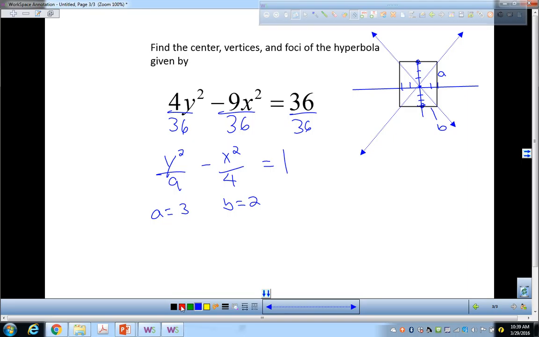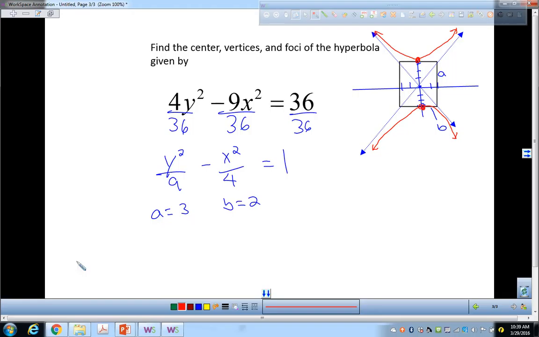Now I can sketch my hyperbola because I know that these are vertices, and my hyperbola goes towards those asymptotes. It's going to go out this way over here, and this way over here. There's one branch, and the other branch goes this way over here, and this way over here. Not very good, but that's how B helps you.